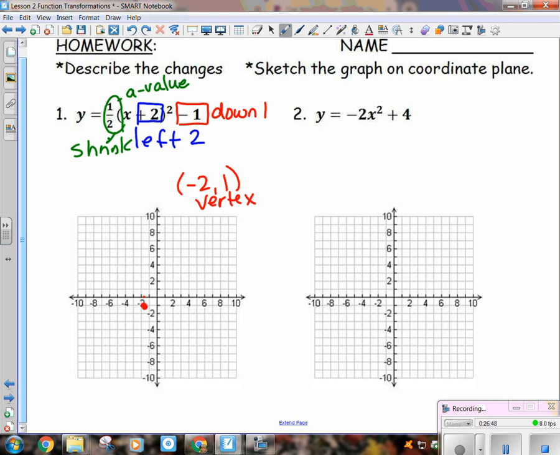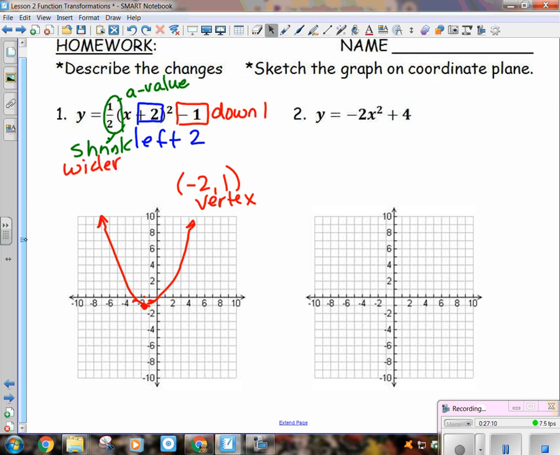Now I'm going to shrink it. And so instead of coming over and up 1 full unit, I'm going to come over and up 1/2. So this thing's going to get wider than normal. I know it's kind of hard to do. Just sketch something that looks wider than a normal U. So this one should make it look wider.